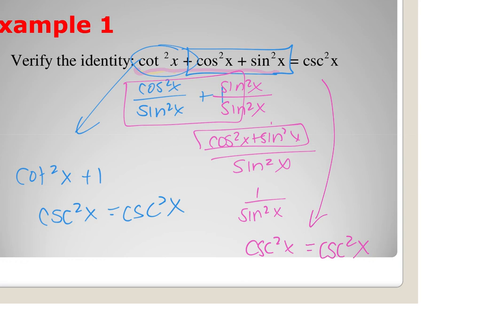And you can't skip steps in between. I know you know where it's supposed to go, but you can't just write that answer and get the full credit. What if I flipped the other side and said 1 over sine x, and then at the end I put it equal to sine x? Yeah, that's fine, as long as the left side equals the right side.